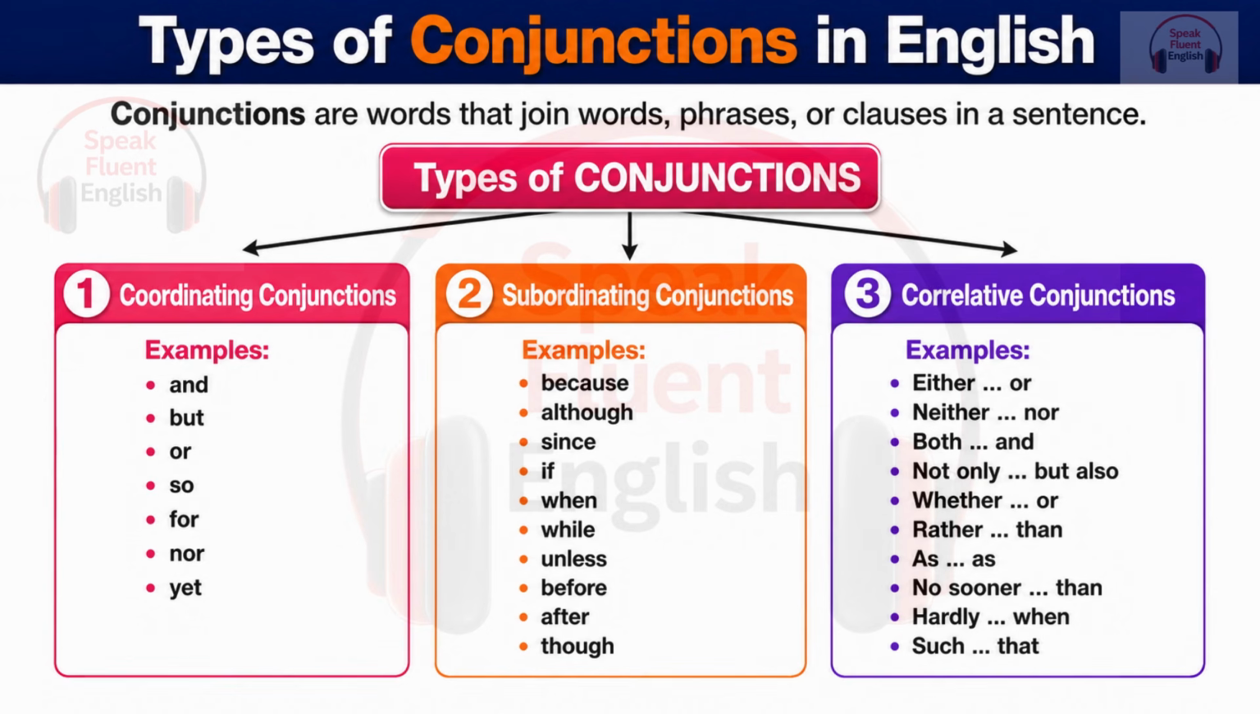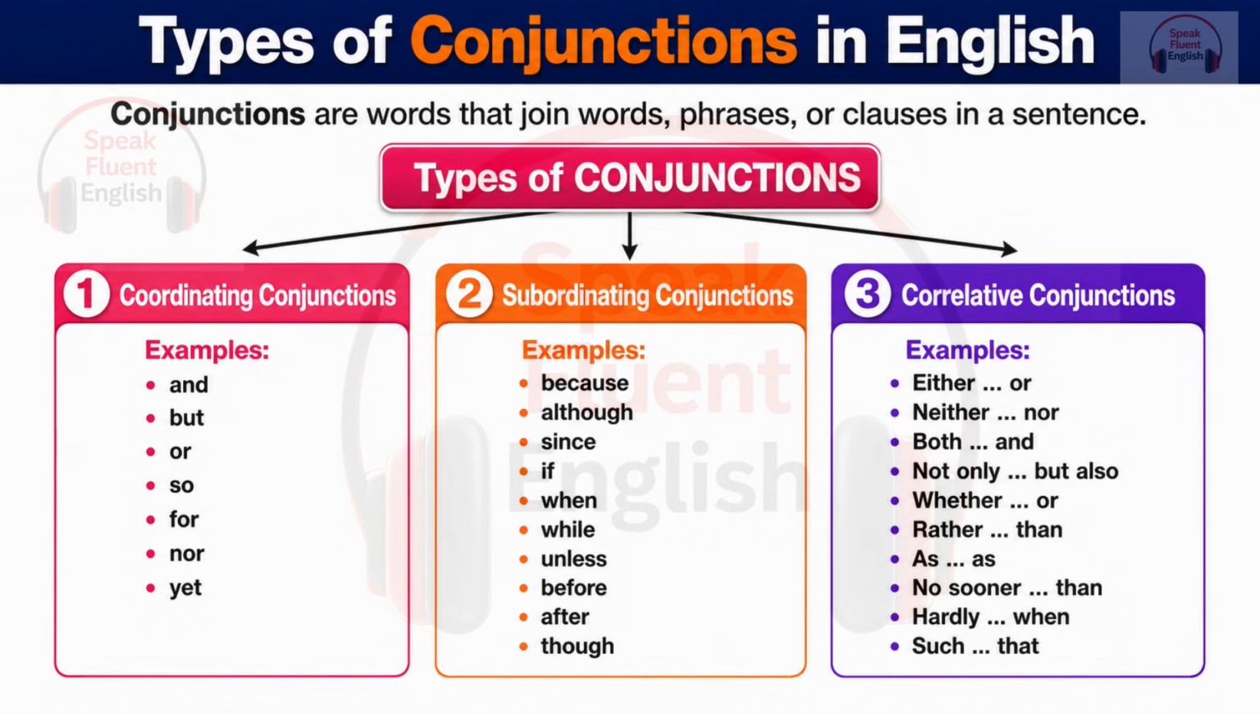Have you ever wondered how we connect ideas in English to make longer and more powerful sentences? Today, you will learn exactly that. We are going to explore the different types of conjunctions in English with simple explanations and clear examples. Conjunctions are very important because they help us connect words, phrases, and clauses together. Without them, our sentences would be short and disconnected.